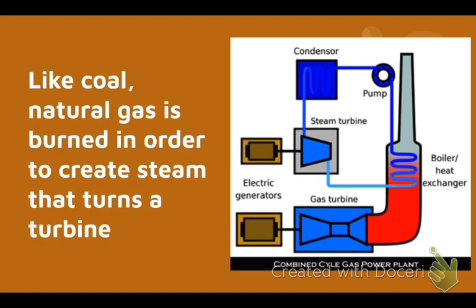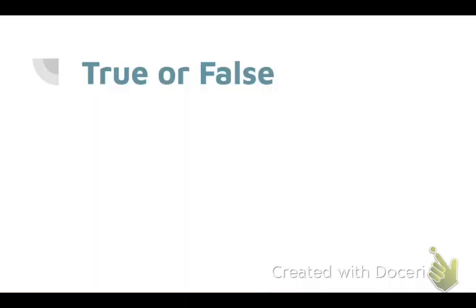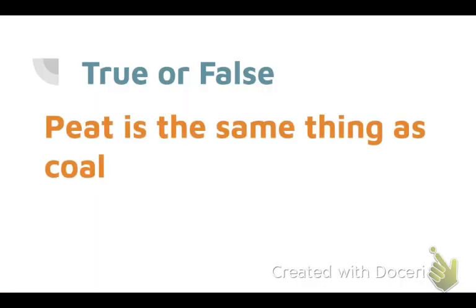Like coal, what we do with our natural gas is we burn the gas. The heat from burning the gas heats water, creating steam. The steam turns a turbine, and that powers a generator. And look, we have another review question. Peat is the same thing as coal, true or false? That is false. Peat is the first stage of coal, but it is a different thing.